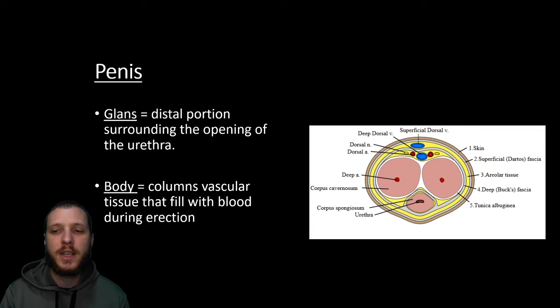So here, if we look at a cross section, we can see those large columns. And these are what are going to engorge with blood during arousal.